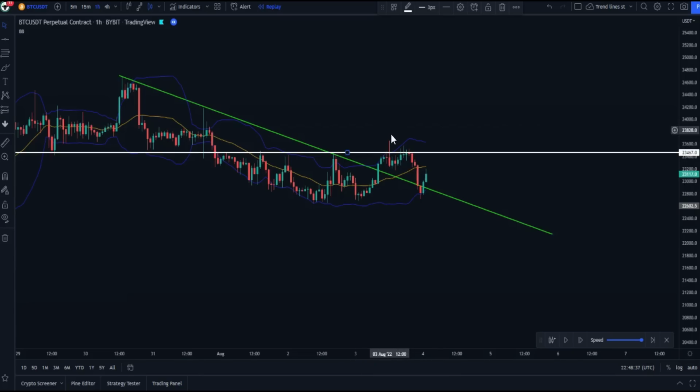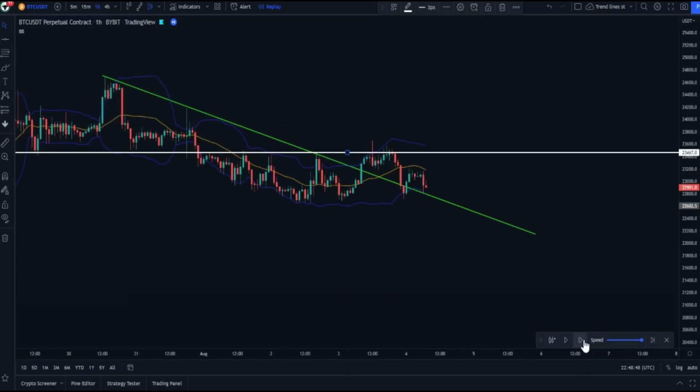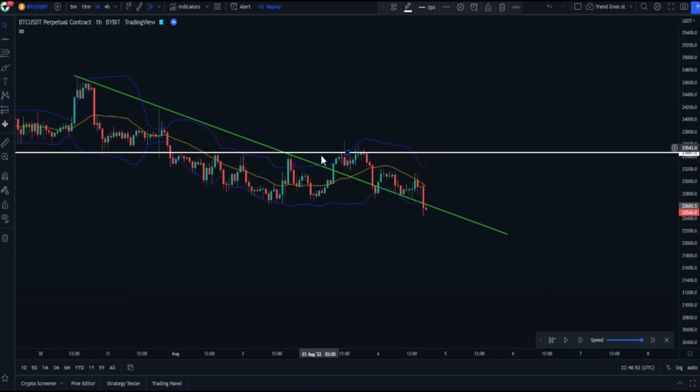I repeat, all the wicks you see here do not mean anything but resistance. Unless we see a green candle that is closed above the white line, the breakout is not confirmed. Well, let's run again and see what happens in the next candles. Let's stop for a moment.